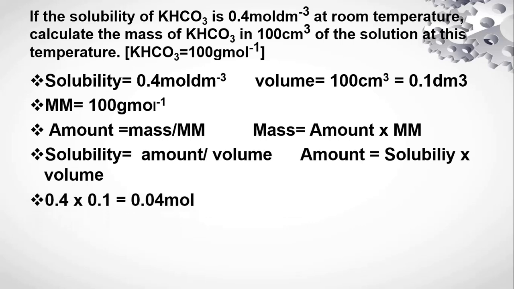And in our question, the solubility is 0.4 and our volume is 0.1. When you multiply them together, you are going to get 0.04 mole. Since we've gotten our amount to be 0.04 mole, you now come back to substitute it in the first formula, that is mass is equal to amount times molar mass, and our amount is 0.04 multiplied by 100, which is the molar mass, and our final answer is 4 grams.